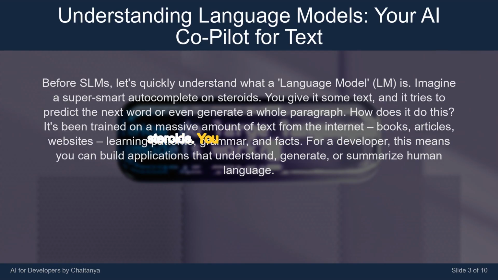Imagine a super smart autocomplete on steroids. You give it some text, and it tries to predict the next word or even generate a whole paragraph. How does it do this? It's been trained on a massive amount of text from the internet, books, articles, websites, learning patterns, grammar, and facts. For a developer, this means you can build applications that understand, generate, or summarize human language.